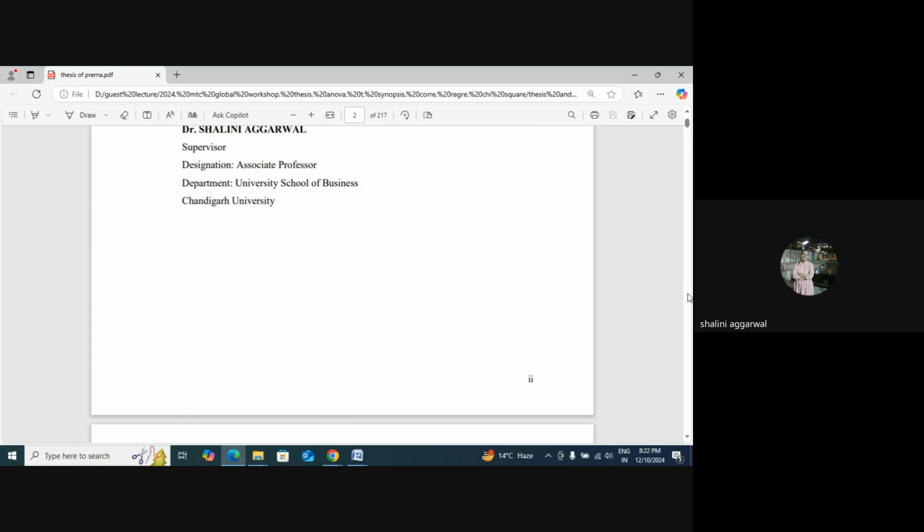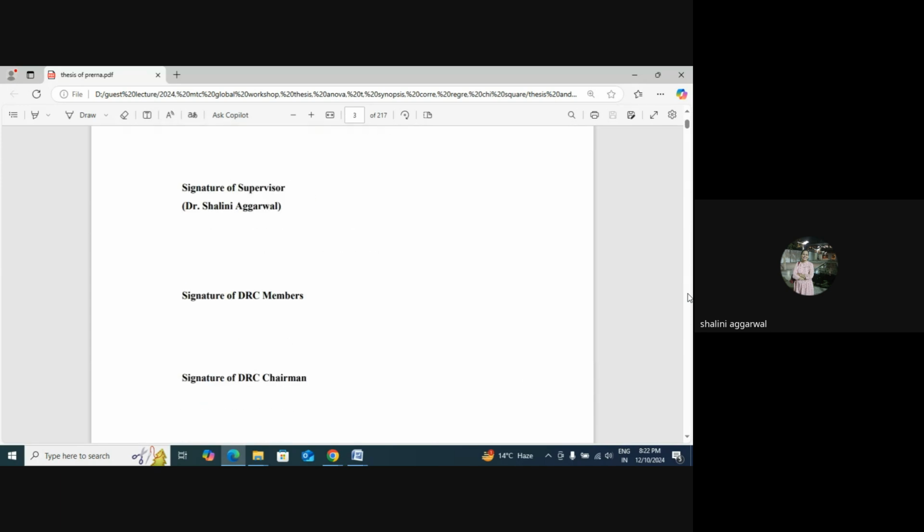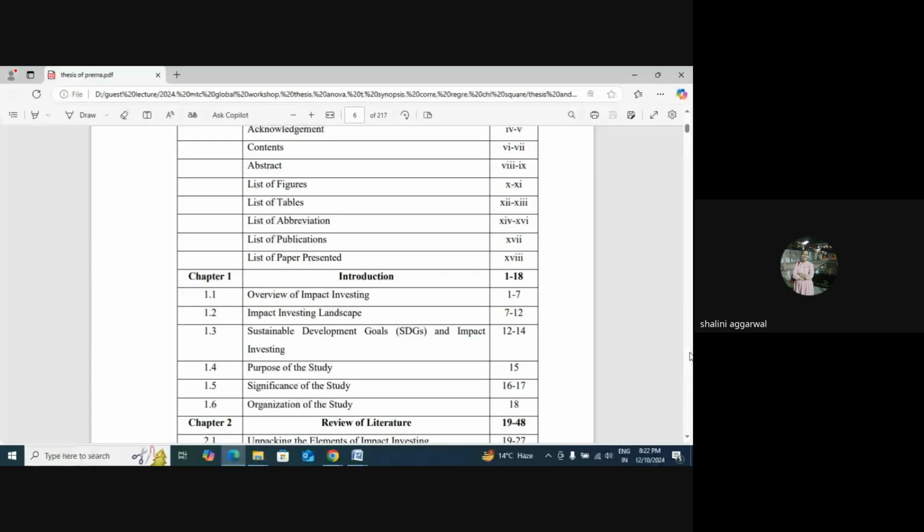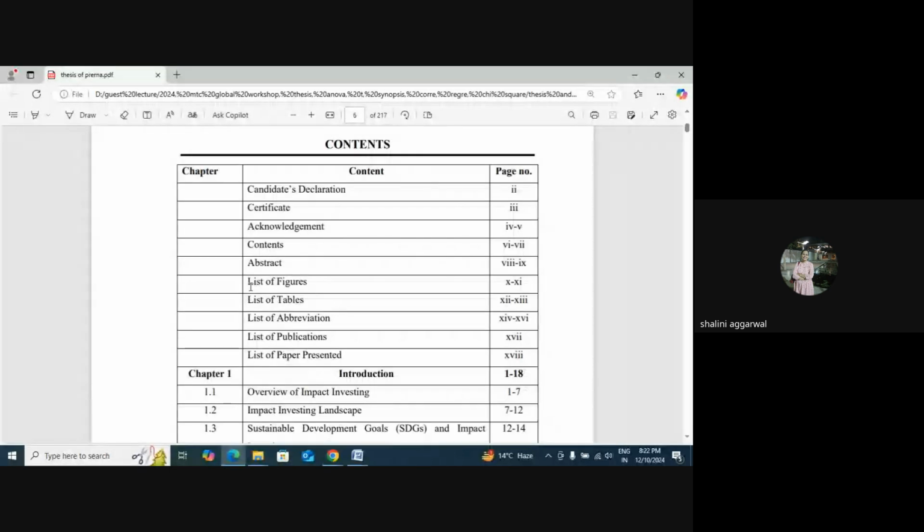The initial pages. Just have a look at this. This is Roman numbers, right? Initial pages. Content. Okay. So this is also very, very important. So you have to have a content page. Just have a look at this. List of figures is also made. Yes. List of tables. List of abbreviations. We do have a list of publications, list of papers presented.